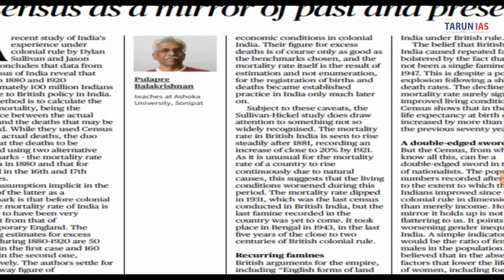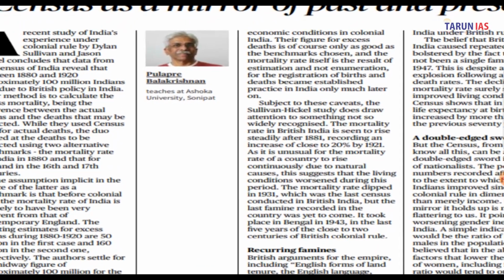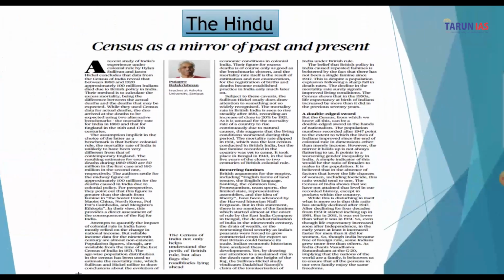This editorial has been written by Pulapre Balakrishnan, who teaches at Ashoka University, Sonipat. Now, census is an exercise that basically counts the population of the nation under several parameters. Therefore, census is an important exercise when we speak of policy making. And there are other related activities that govern the functioning of the country and the governance overall.